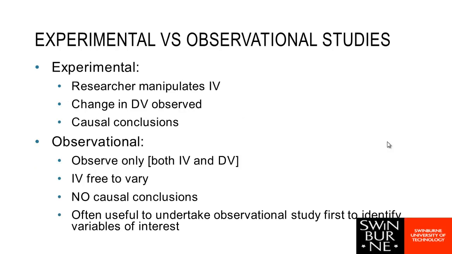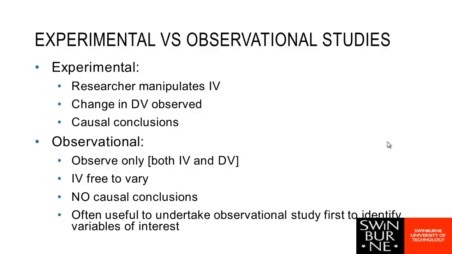Two more terms that we need to know about are what we call experimental studies and observational studies. So when someone is setting up a study, there's normally one of two ways that they are going to run it. An experimental study is where the researcher is able to manipulate the independent variable. So as the researcher, we're having some influence on what's happening with our independent variable, and then we watch what happens with the dependent variable. The nice thing with an experiment is that we can use it to draw causal conclusions.